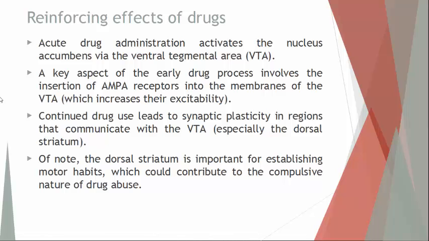So using stimulants like cocaine, like amphetamines, and other types of drugs will activate the nucleus accumbens in this area, the VTA. And how that works is stimulants like cocaine, like amphetamines, will mimic the effects of dopamine. And the way it does that is it will activate certain receptors called AMPA receptors in the membranes of this VTA region. So they are more excitable. So it's as if more dopamine is being produced. So you feel happier. So you feel euphoric.